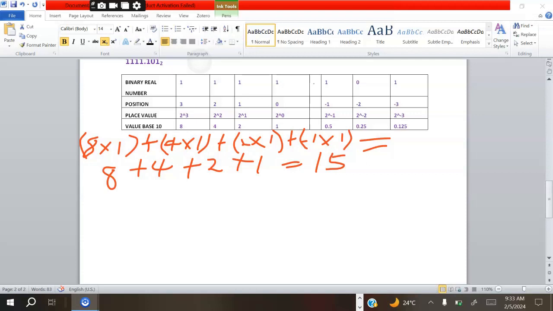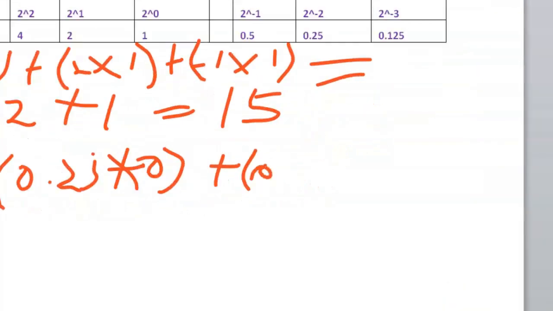Okay, let's move now to the fractional part, which is 0.5 multiplied by 1 plus 0.25 multiplied by 0 plus 0 with 0, and then 0.125 multiplied by 1.